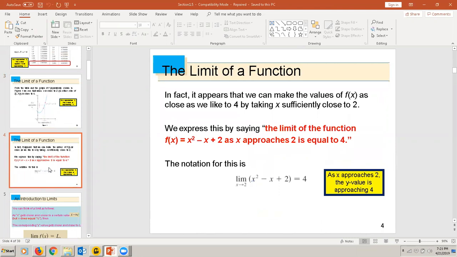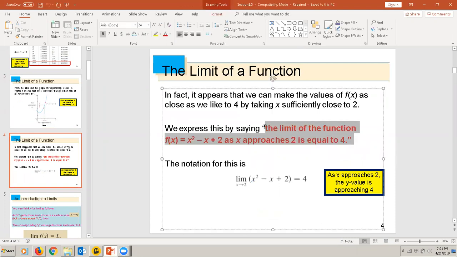All right, so that's what we say. We use this kind of terminology. The limit of the function as x approaches 2 is equal to 4. And again, what that really means is as x gets closer and closer to 2, we observe that the y value is getting closer and closer to 4. We call that the limit.